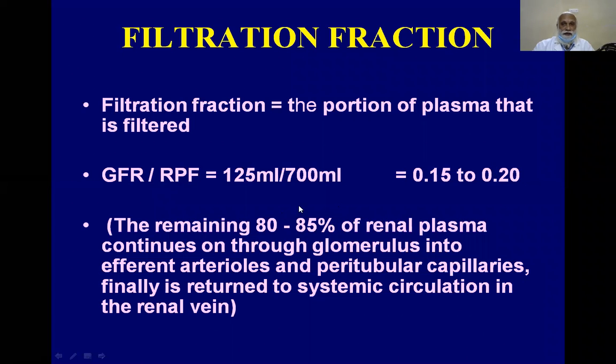The remaining 80 to 85% of renal plasma, and also the blood cells, continue on from the glomerulus into the efferent arterioles. So this part is not coming to the tubule. It continues into the efferent arteriole and then further into the peritubular capillaries. Finally, this will be returned to the systemic circulation through the renal veins.